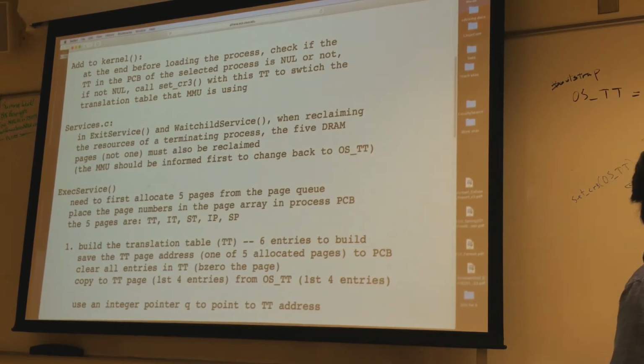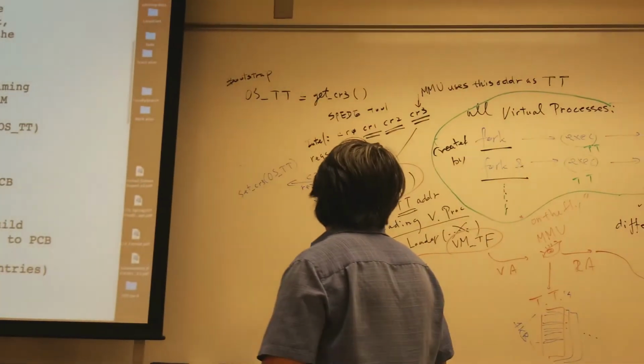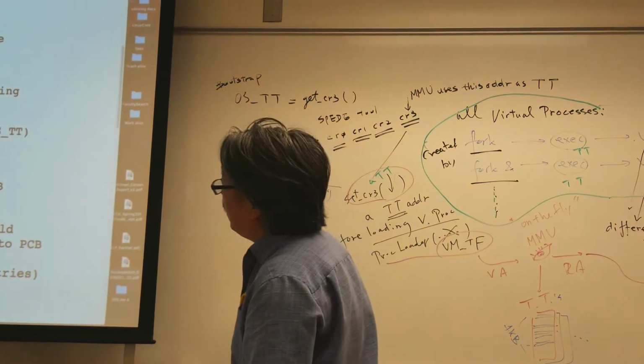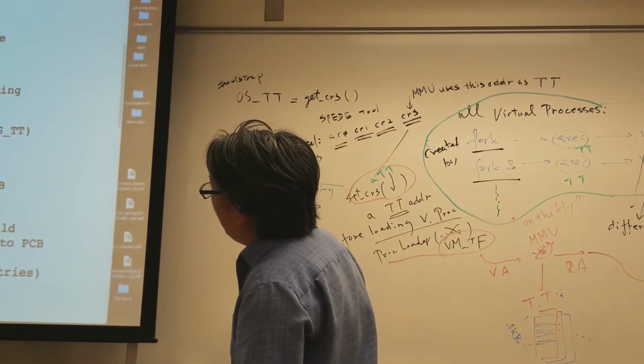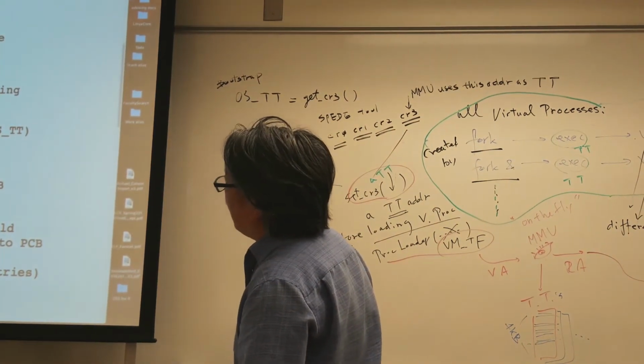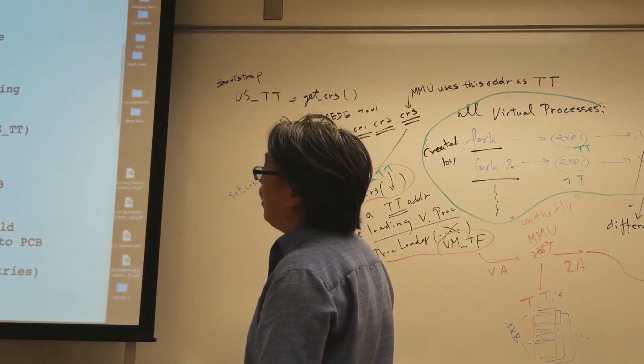We're going to set CR3 to that process TT and call the process loader with the virtual memory trap frame. Okay, so that is how the translation can start.